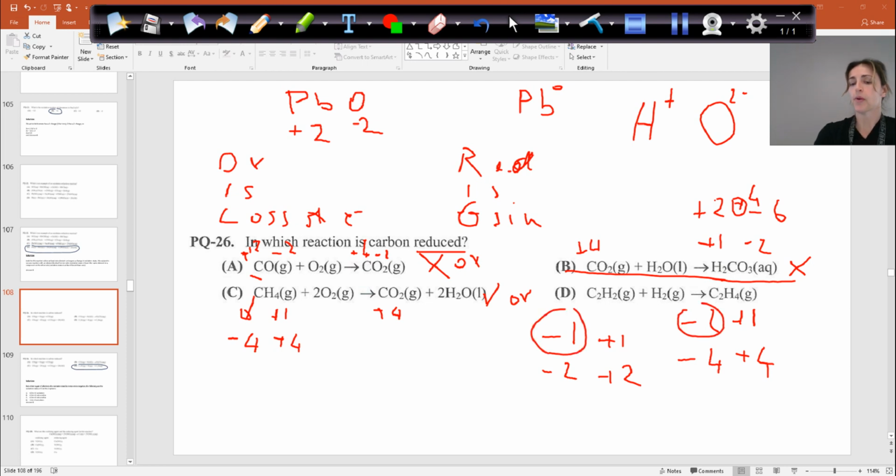So now I'm going from minus 1 to minus 2. Is that a reduction? Yes, right, because it's becoming more negative. So you only go from minus 1 to minus 2 if you get 1 more negative charge. So this is our reduction.